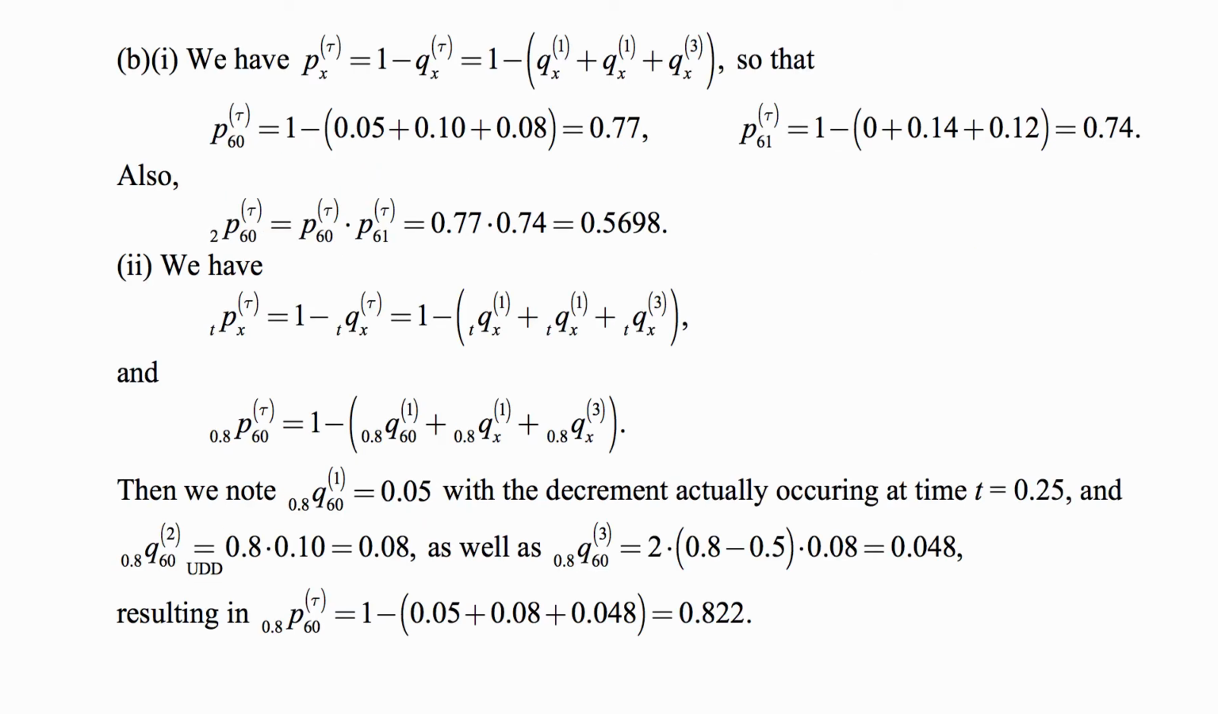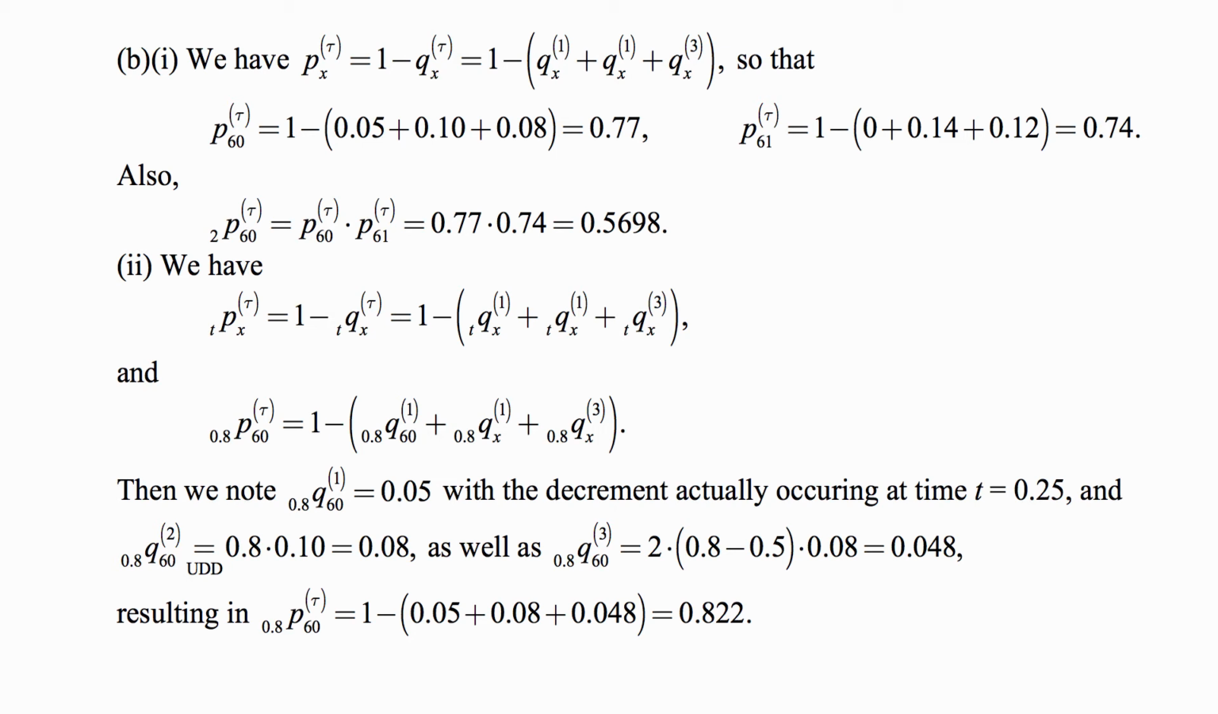For part B, we note that px tau is equal to 1 minus qx tau, which is 1 minus the sum of observed q's for all decrements, so that for p60, that becomes 1 minus 0.05 plus 0.10 plus 0.08, so ends up being 0.77 for p61. We just take these numbers from the table given in the problem. And 2p60 tau is p60 tau times p61 tau, and that ends up being 0.5698.